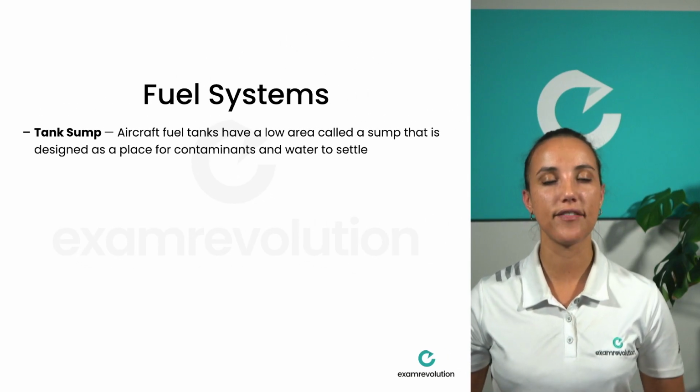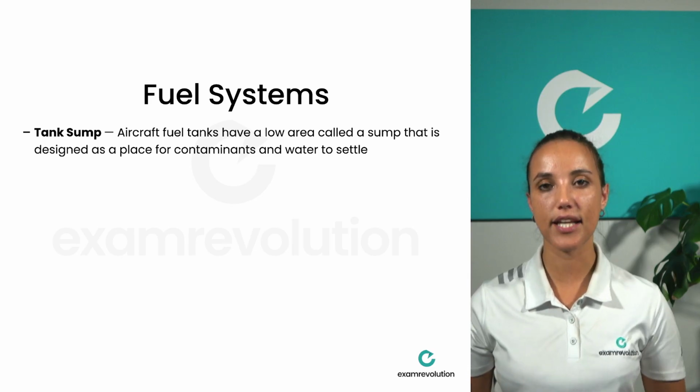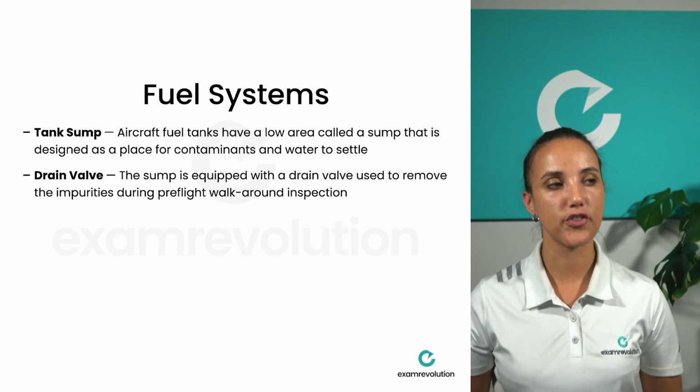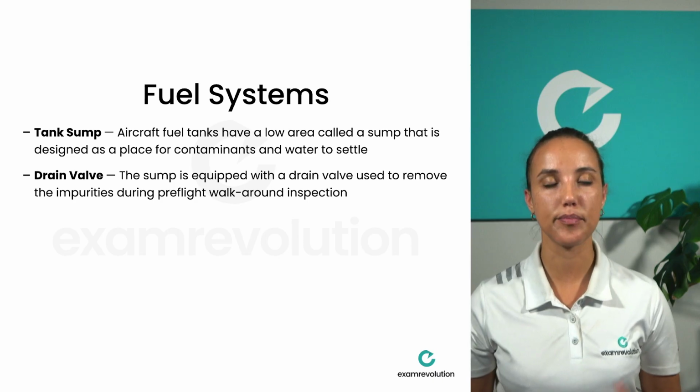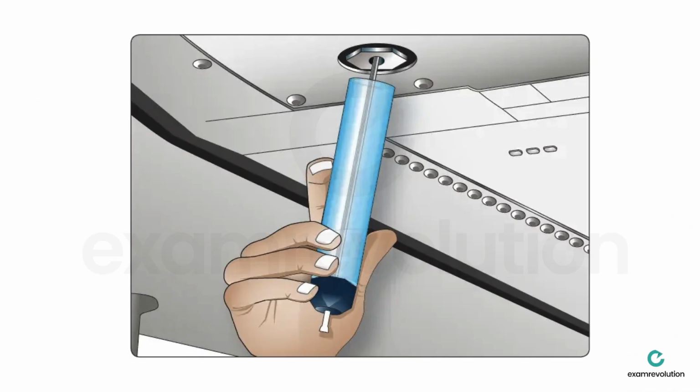Now aircraft fuel tanks have a low area called a sump that is designed as a place for contaminants and water to settle. The sump is equipped with a drain valve, which is used to remove the impurities during a pre-flight walk-around inspection. So this is an example of a fuel tester, and remember that the fuel tank has a low point that has a drain attached to it.